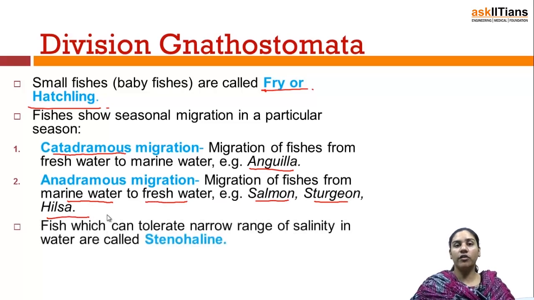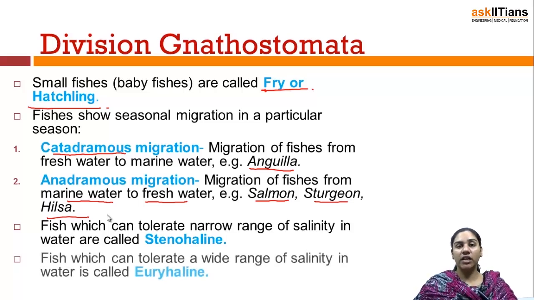If the fish can tolerate a narrow range of salinity in the water, they are called stenohaline. And if they can tolerate a wide range of salinity in the water, they are known as euryhaline.